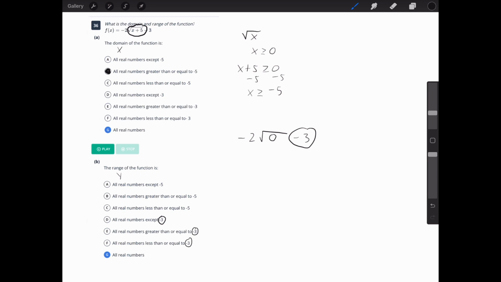If this was a positive number, we would say that negative 3 is our lowest possible point because our graph will be going up. However, because we have a negative coefficient, that means that that's actually going to be our highest point. So we want to focus on the answer that says all real numbers less than or equal to negative 3, which in this case is answer F.